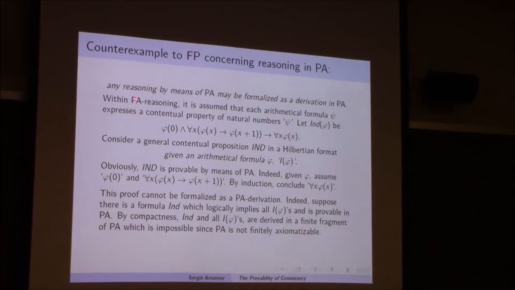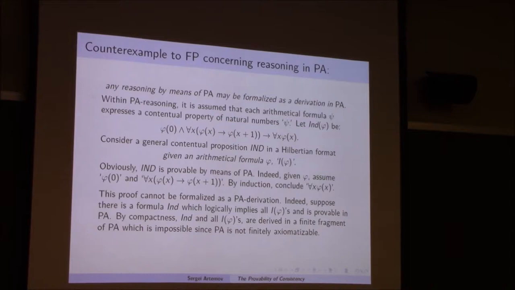Within Peano reasoning, we assume that for each arithmetical formula, we use the formal arithmetical language for bookkeeping. When I want to say a certain property of numbers, in number theory, I can write a formula, or I can say it in the usual semi-formal mathematical slang, for example prime number, using words instead of quantifiers. I'm just using the formulas for exact specification of what I want to say about the arithmetic. In particular, if psi is an arithmetical formula, then psi encodes the contentual property of natural numbers which is encoded by this particular formula.